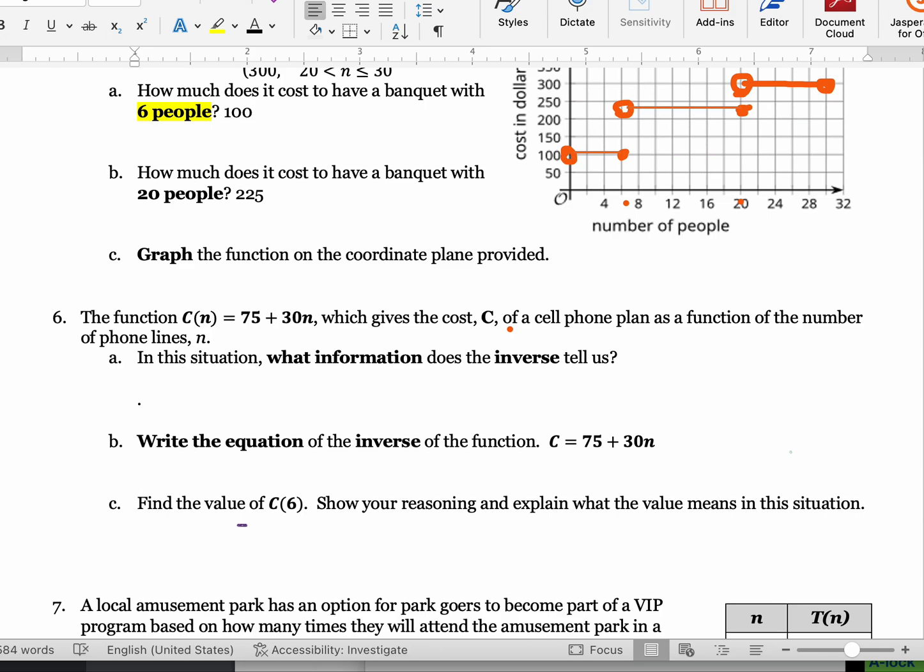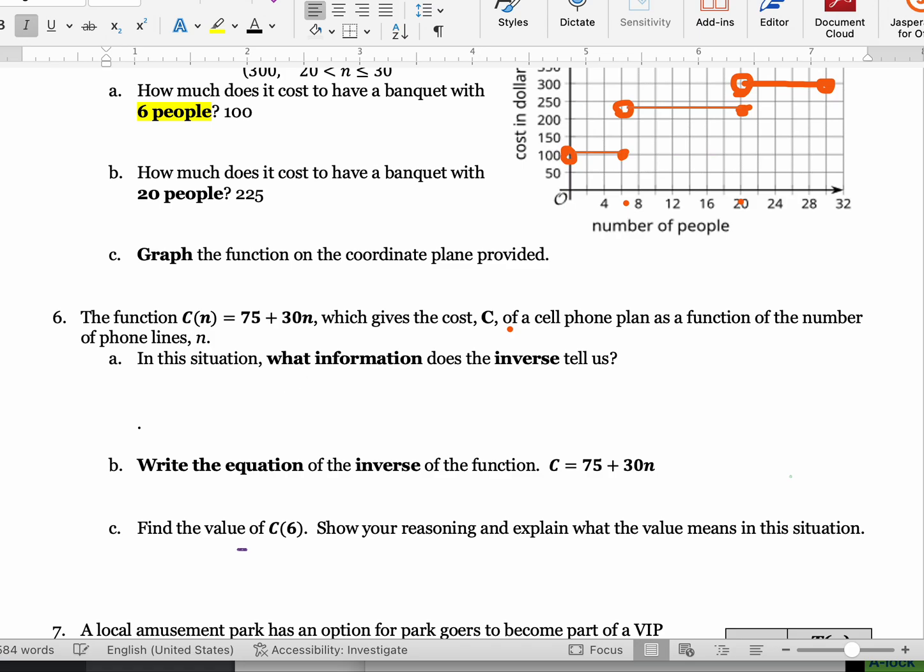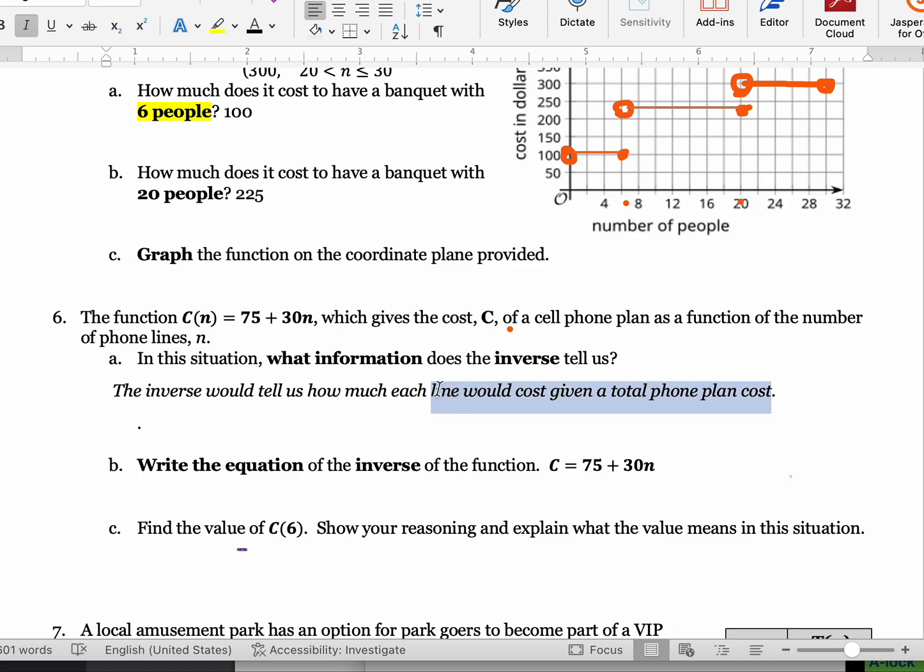Okay, so the function c of n equals 75 plus 30n, which gives us the cost c of a cell phone plan as a function of the number of phone lines n. In this situation, what information does the inverse tell us? So our inverse is all about the number of phone lines, right? The inverse would tell us how much each phone line would cost given the total phone plan cost.